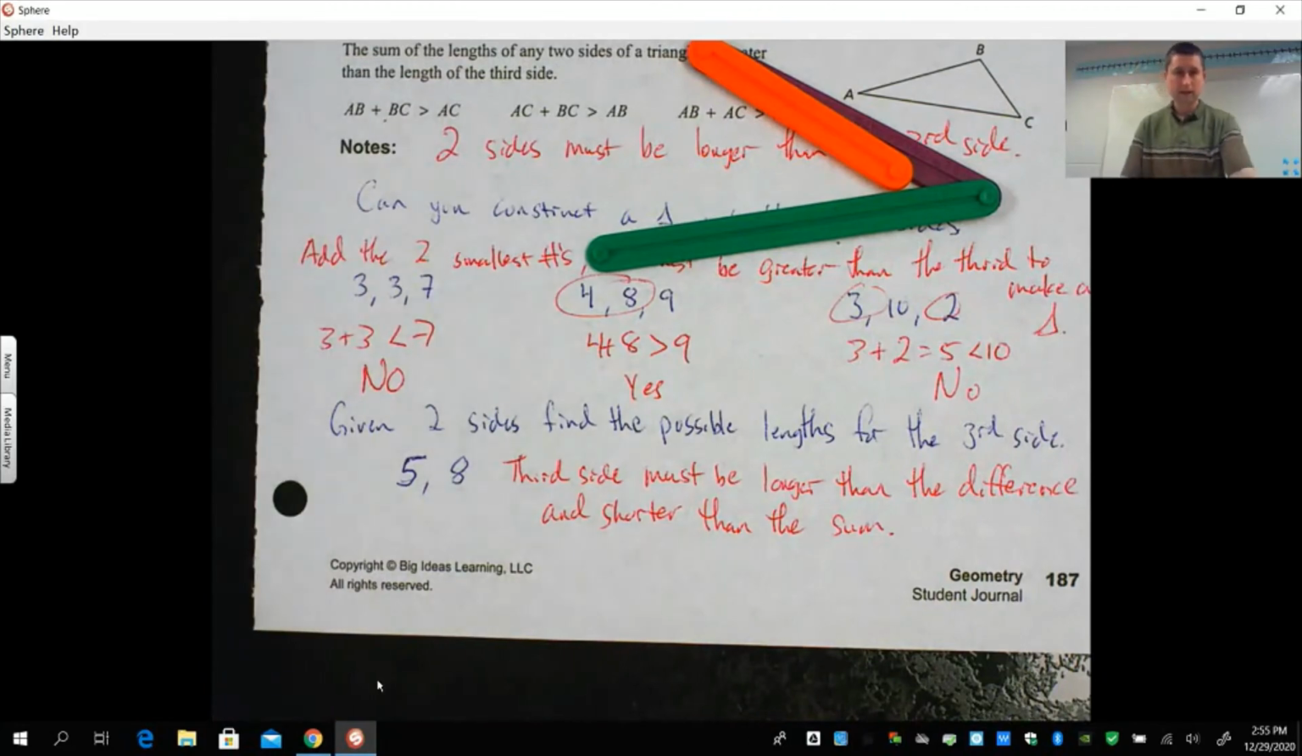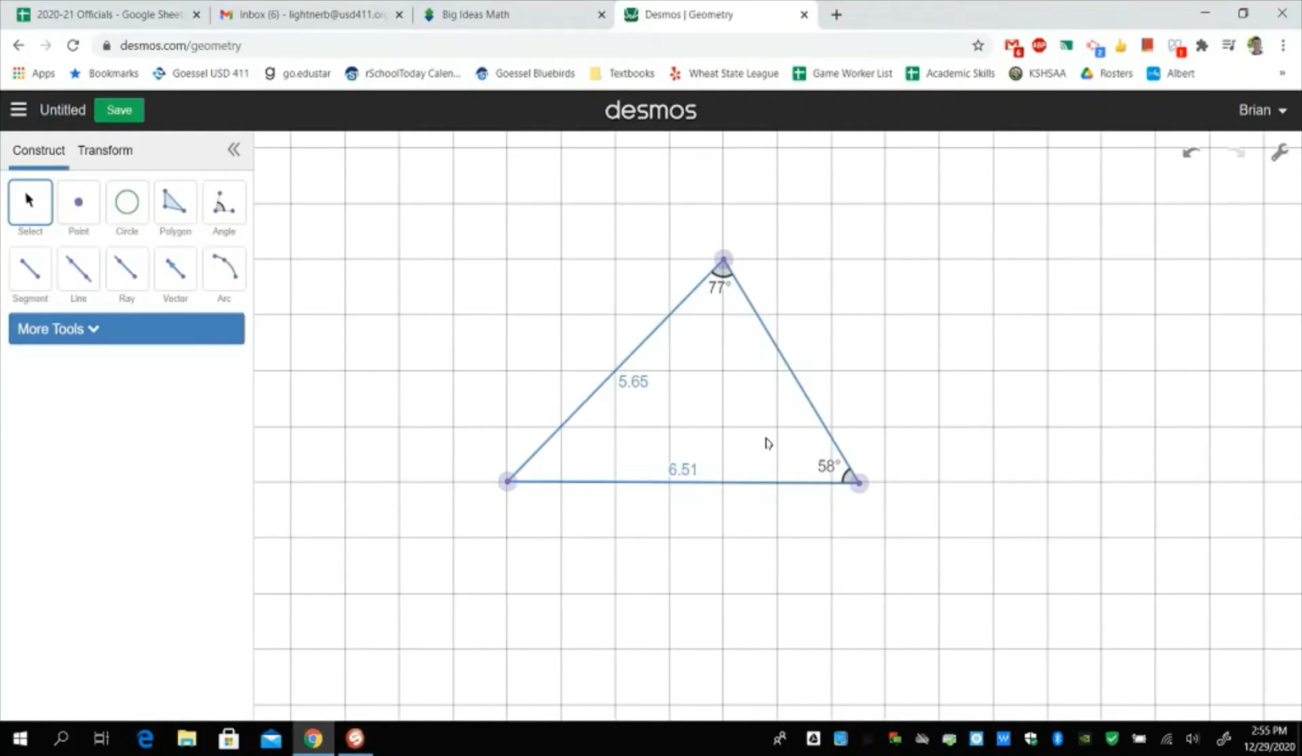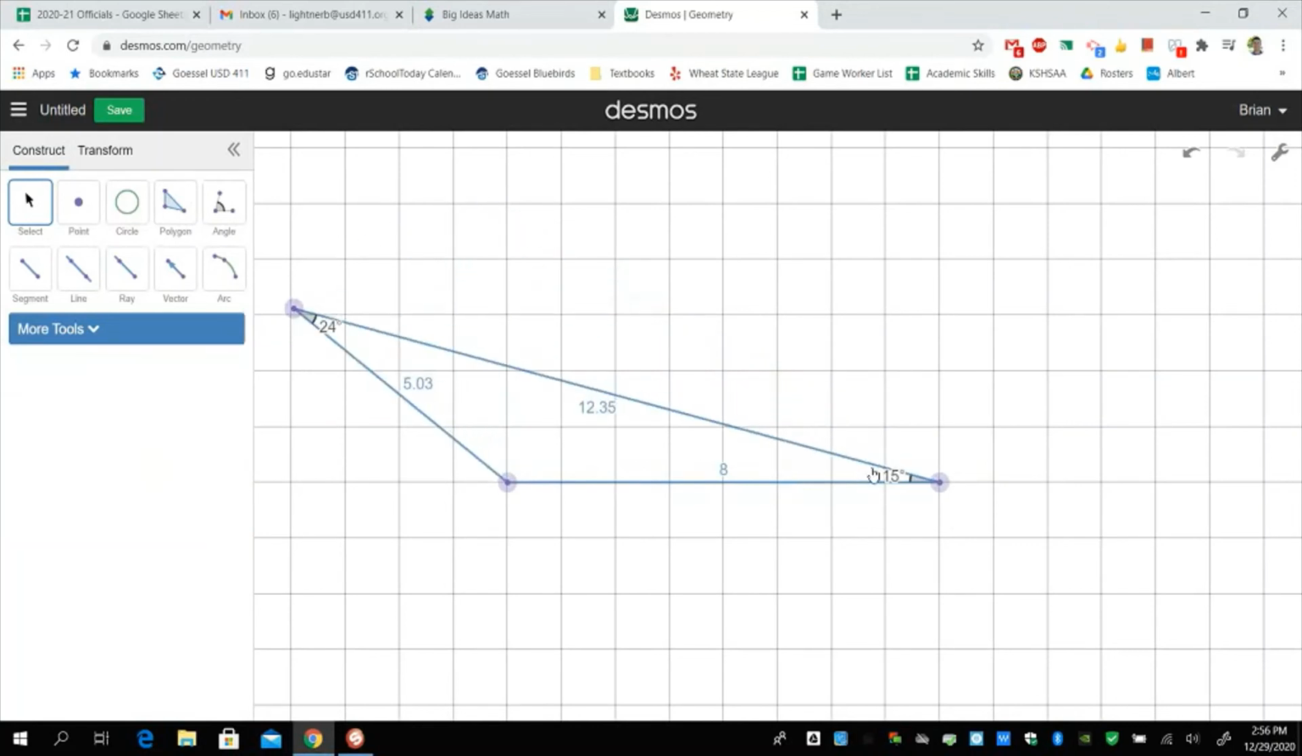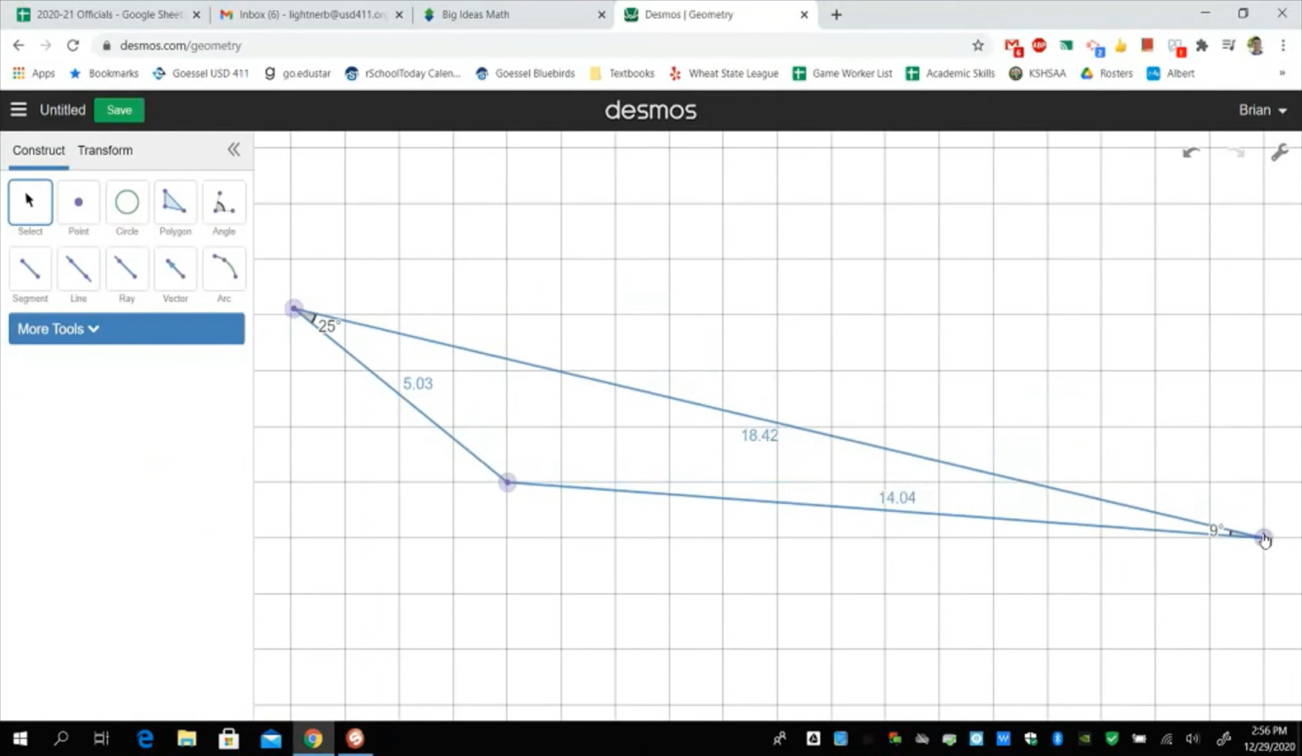Okay, so 5 and 8. Let's go back and make this triangle here. So that's pretty close to 5. So I have a 5 and then I have an 8 here. This third side here, let's label that. If I stretch this out to 5, let's scoot this over here.